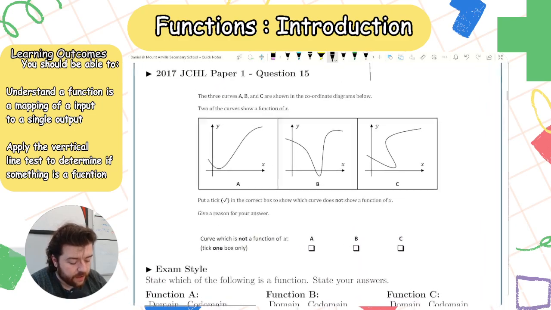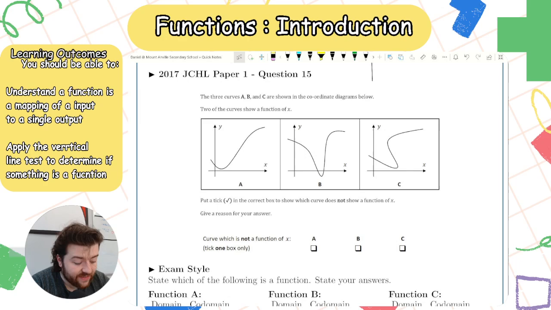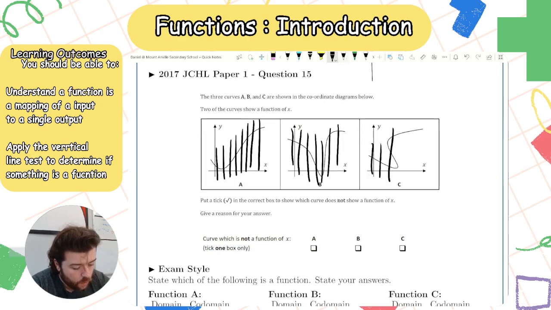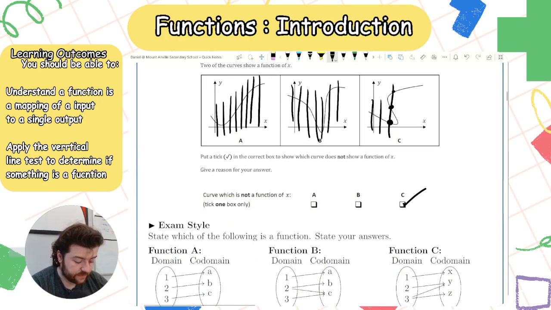What about this one? This is from 2017. This function here looks like I can draw a line pretty much anywhere, so that's a function. Same with this function, I can draw a line pretty much anywhere and I won't hit it twice. But here, however, it hits it like three times. So C is not a function because it fails the vertical line test.